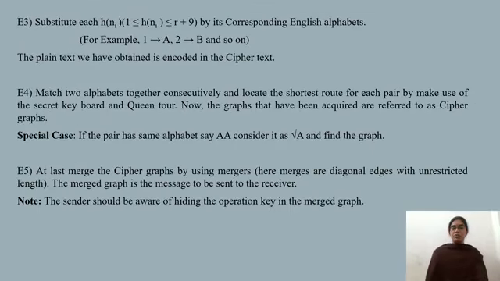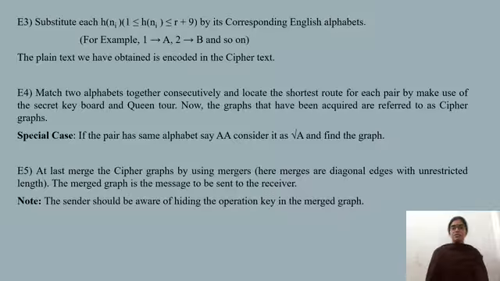Then the next step is to substitute each function h of ni, where h of ni lies between 1 and r plus n, by the corresponding English alphabet. For example, alphabet A is replaced by 1 and B is replaced by 2 and up to Z, where Z is replaced by 26. The plain text we have obtained is encoded in the ciphertext.